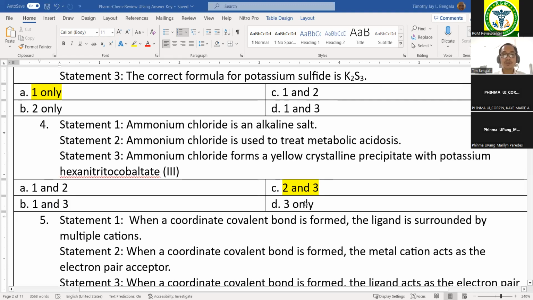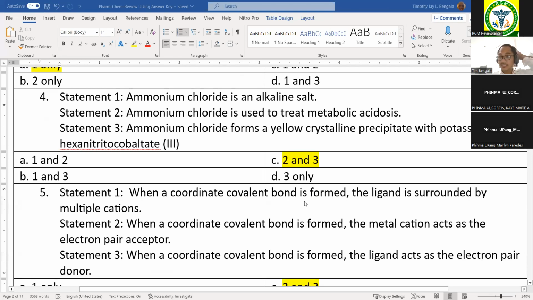For question number 4, statement number 1, this is definitely incorrect. We have discussed that ammonium chloride is an acidic salt. So statement number 1 is incorrect. Statement number 2, ammonium chloride is used to treat metabolic acidosis.